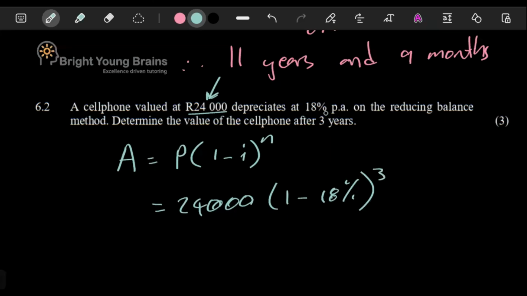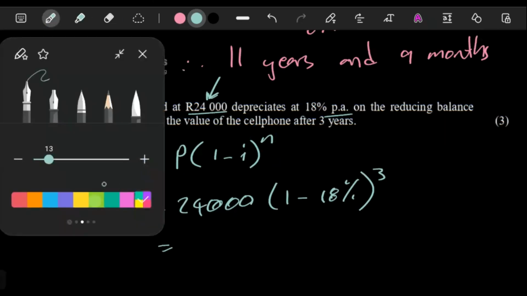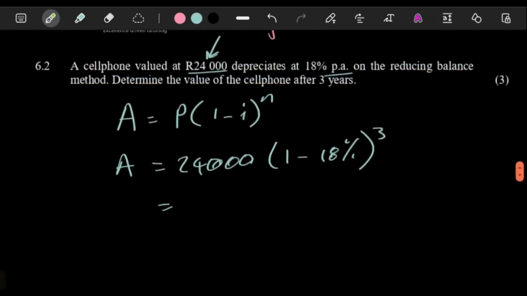So remember, because this is per annum, the 3 is just 3. If it was 18% per annum compounded monthly, then we would multiply this by 12 and divide this by 12. But because there's nothing like that here, we don't have to do any of that. Hence why this is also just a 3-mark question. So this all being said, let's put all this into the calculator.